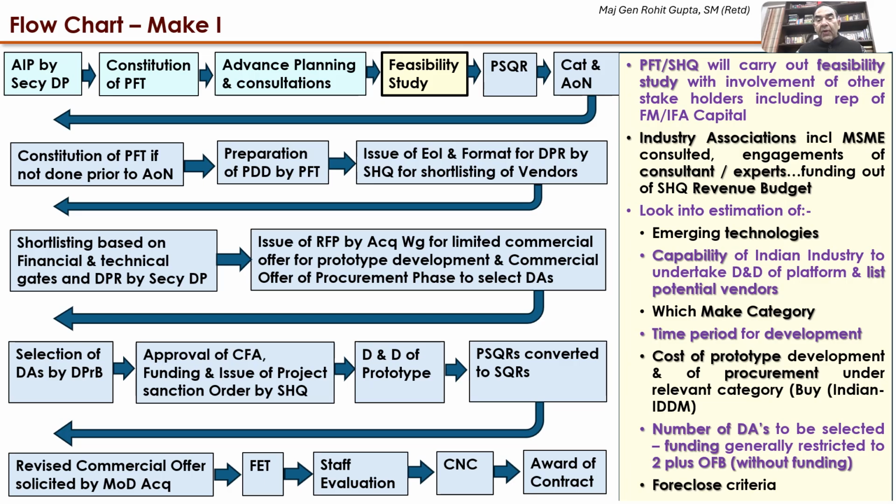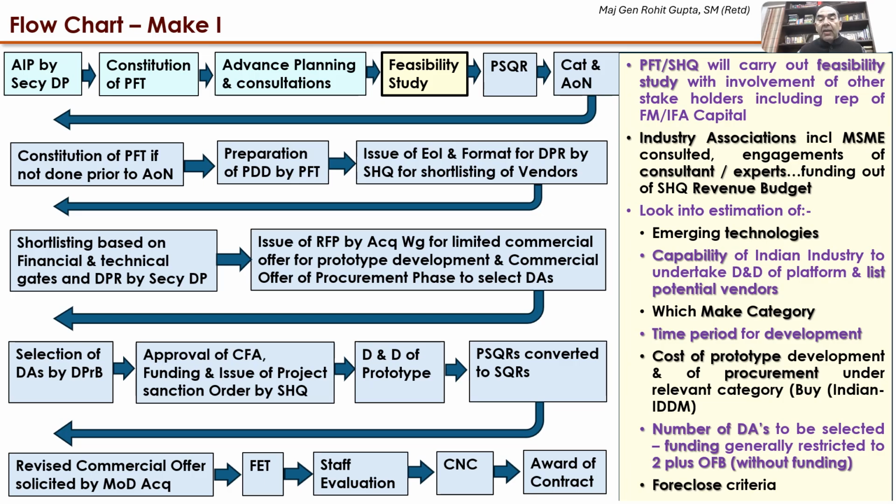The estimation of emerging technologies and the capability of the Indian industry to undertake the design and development of the particular platform, and the listing of the potential vendors to carry out the development is undertaken. Which Make category should it come in? Make 1, Make 2, Make 3, depending on the project, that is ascertained. What would be the time required for development? What is the estimated cost of the prototype development, as well as the cost for procurement under the relevant category?